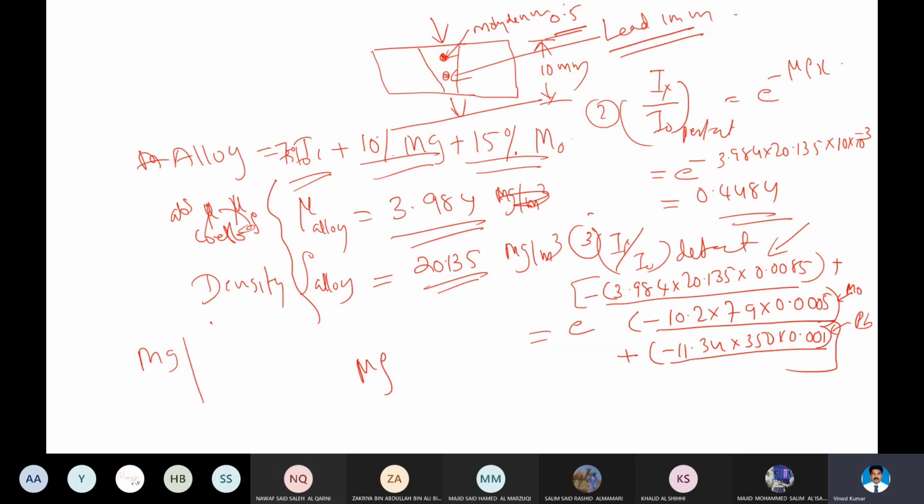I gave the table. Do you remember? Density, mu, directly from the table. So 10.2 is the density, and 79 is the mass absorption coefficient for molybdenum. 11.34 is for lead. This is density, and 350 is the absorption coefficient for lead.